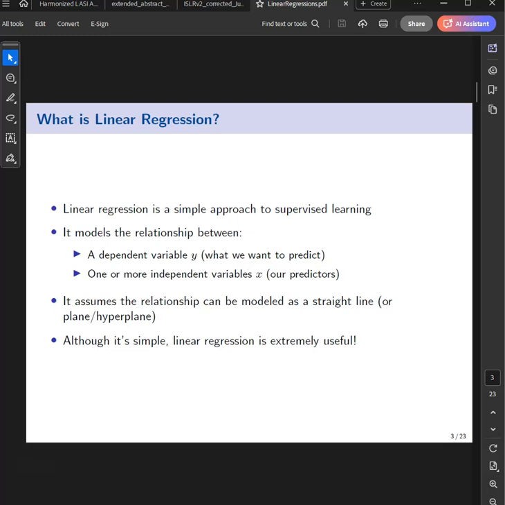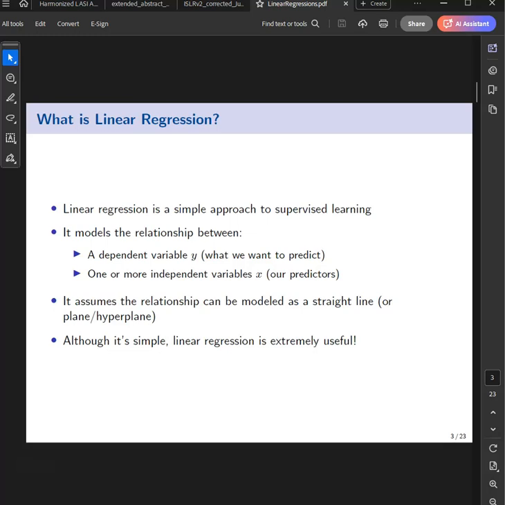For example, if you want to predict house price based on square footage, then price is our dependent variable and square footage is our independent variable. What makes linear regression special is that it assumes this relationship to follow a straight line, or in a higher dimension a plane or a hyperplane. While real-world relationships are rarely perfectly straight lines, this simplification is incredibly useful and often gives us a very good approximation that is easy to understand and interpret.